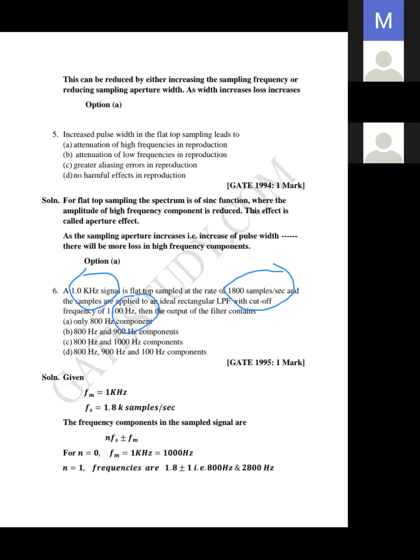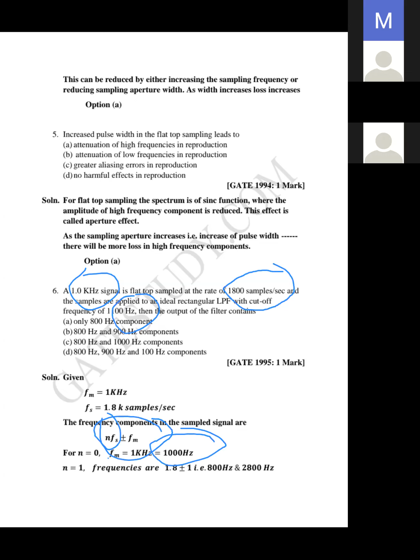Now, how many frequency components are available? The formula is n times fs plus or minus fm, where n is any integer, starting from 0, 1, 2. We need to substitute the values one by one. First, n is equal to 0. 0 times fs, 1800, becomes 0, plus or minus fm. What do we get? 1000 hertz is the answer.